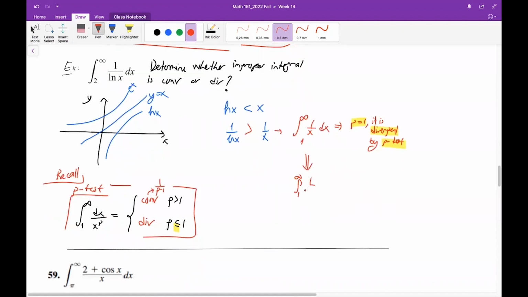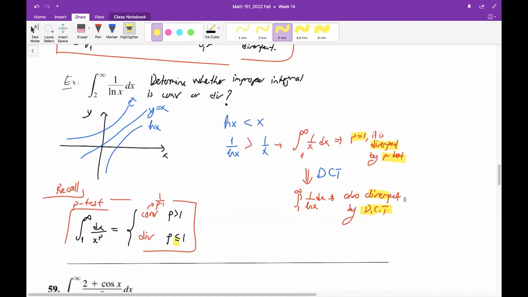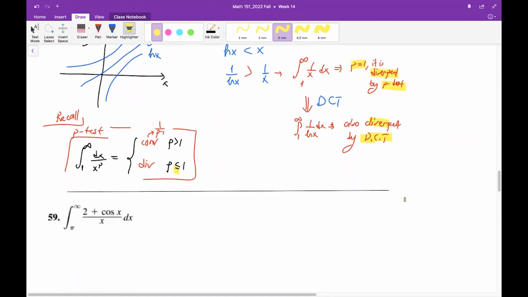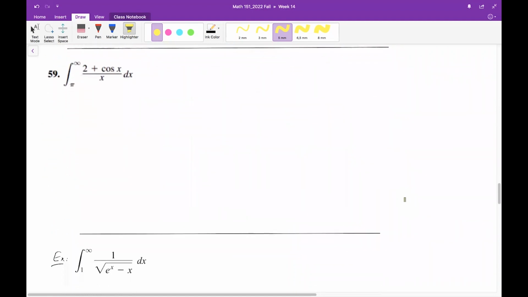So from 1 to infinity, the function with bigger values should also be divergent. This is also divergent by using which test? Direct comparison test, okay? By direct comparison test. Okay, that's it. Tests are so useful when you use them efficiently. Okay, let's move on with the next example.